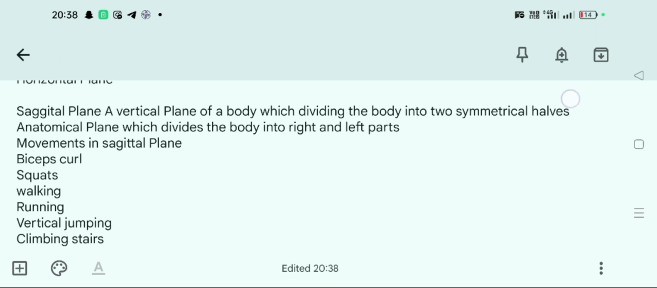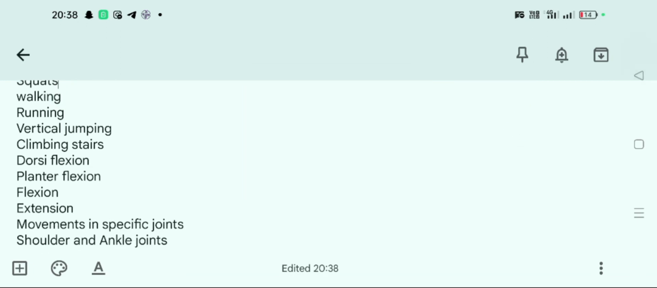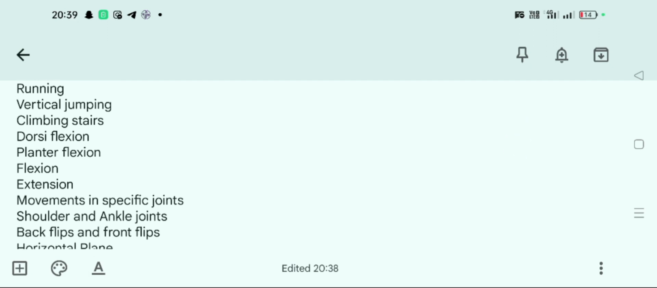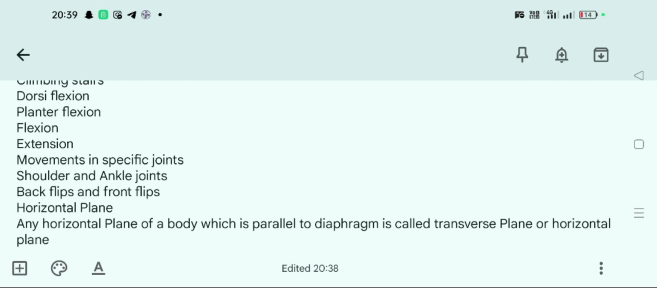Movements in the sagittal plane are biceps curl, squats, walking, running, vertical jumping, climbing stairs, dorsiflexion, plantar flexion, flexion, extension, back flip and front flip. The specific joint movements in the sagittal plane are shoulder and ankle joint movements. These types of movements occur only in the sagittal plane.